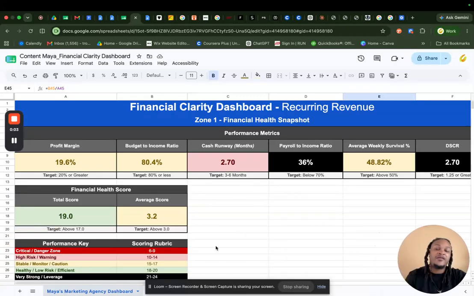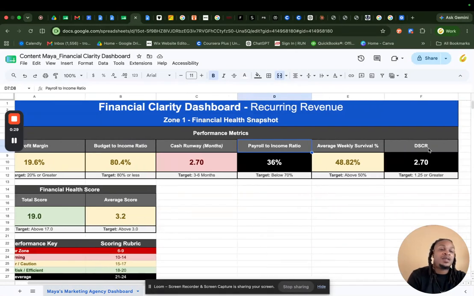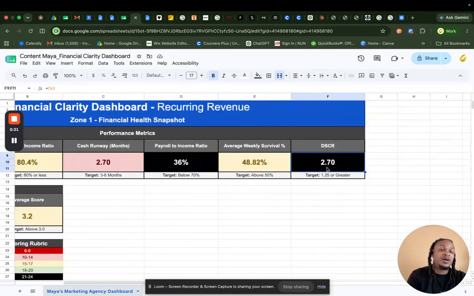So last time I gave you a view of the financial clarity dashboard that I created for business owners to view their financial health in a snapshot. There are 6 key financial metrics that this dashboard is built on: profit margin, budget to income ratio, cash runway, payroll to income ratio, average weekly survival percentage, and debt service coverage ratio, otherwise known as DSCR. Today, I want to focus on DSCR.